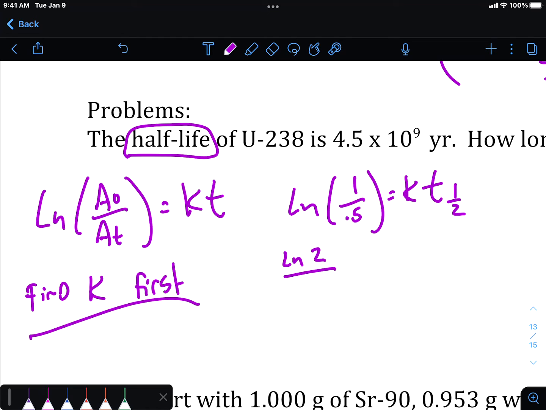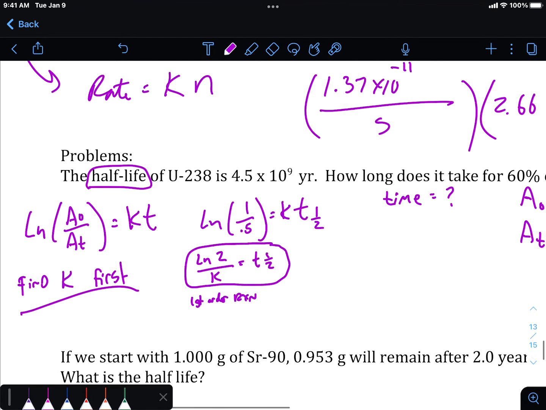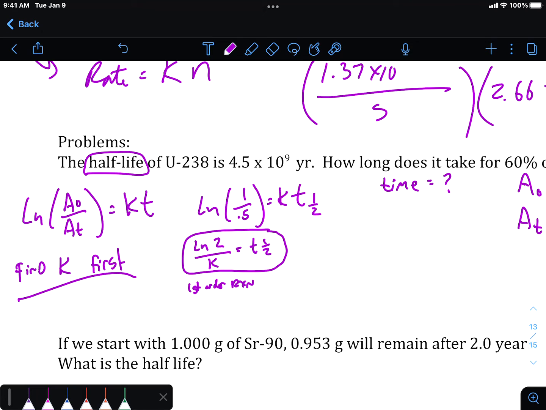So that means the ln, well, 1 over 0.5 is 2, of course, right? So it's the ln of 2. I'm going to divide both sides by k, and that's going to be set equal to the half-life. So this is the half-life equation for a first-order reaction. Ln of 2 is 0.693, so 0.693 over the half-life is how we find the rate constant for the first-order decay. And the half-life was given here. So we can find k.